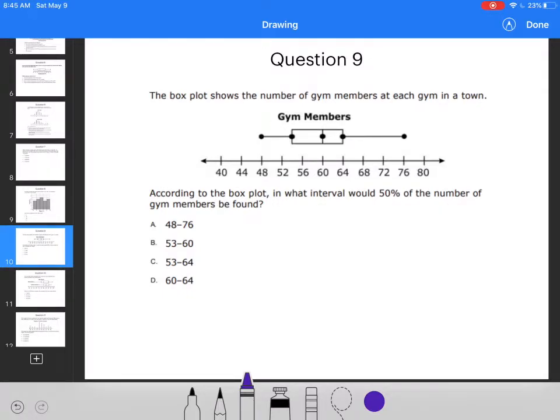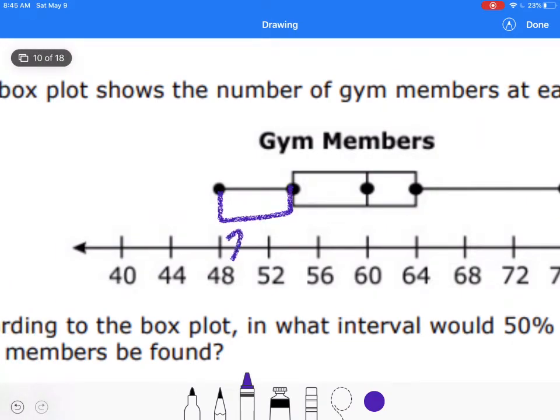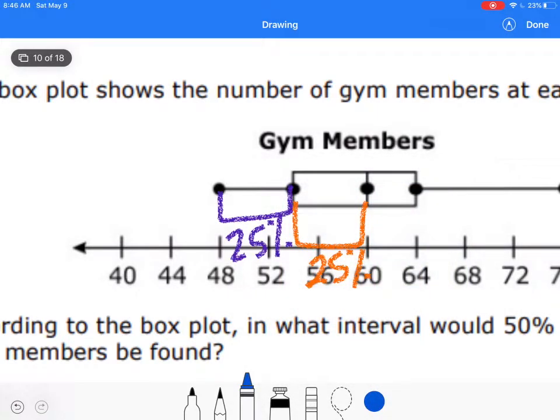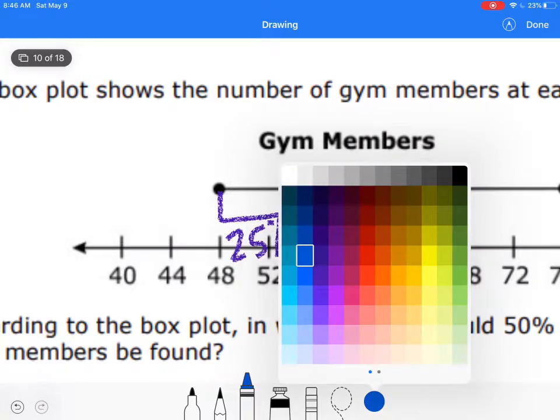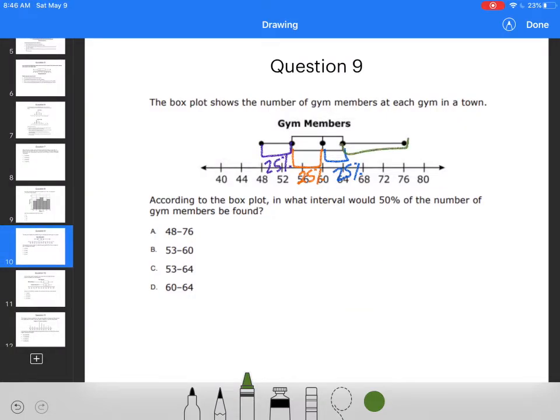The box plot shows the number of gym members at a gym in town. According to the box plot, which interval would produce 50% of the number of gym members? Well, remember that in each section of a box and whisker plot, it holds 25% of the data, or 1/4 of the data. So it doesn't matter that it looks funky or that it looks like it's not equal. It's not supposed to look equal. You have to know that there's 25% of the data in each section of the box and whisker plot.